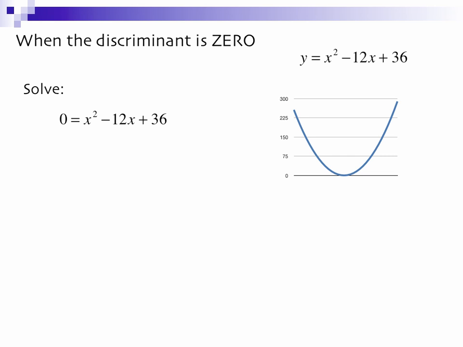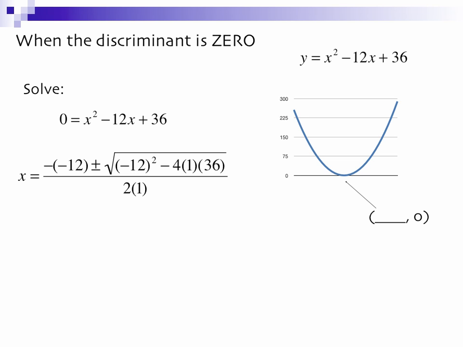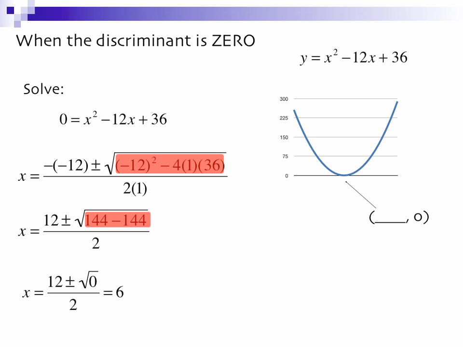So let's say that I wanted to solve this equation. 0 equals x squared minus 12x plus 36. If I use the quadratic formula to solve it, I plug in 1 for a, negative 12 for b, and 36 for c. I'm going to focus just on the discriminant. That's the stuff underneath the radical sign here. When I simplify that stuff, the discriminant becomes 144 minus 144, or 0.